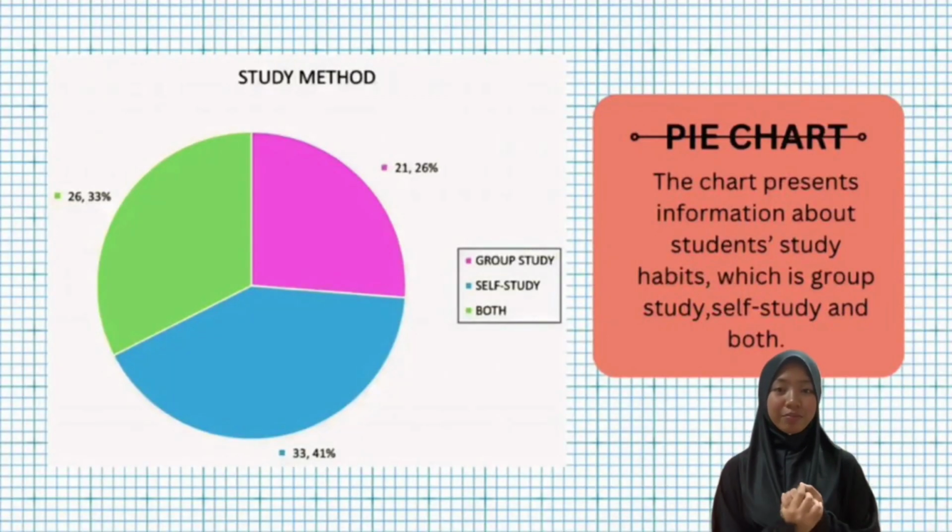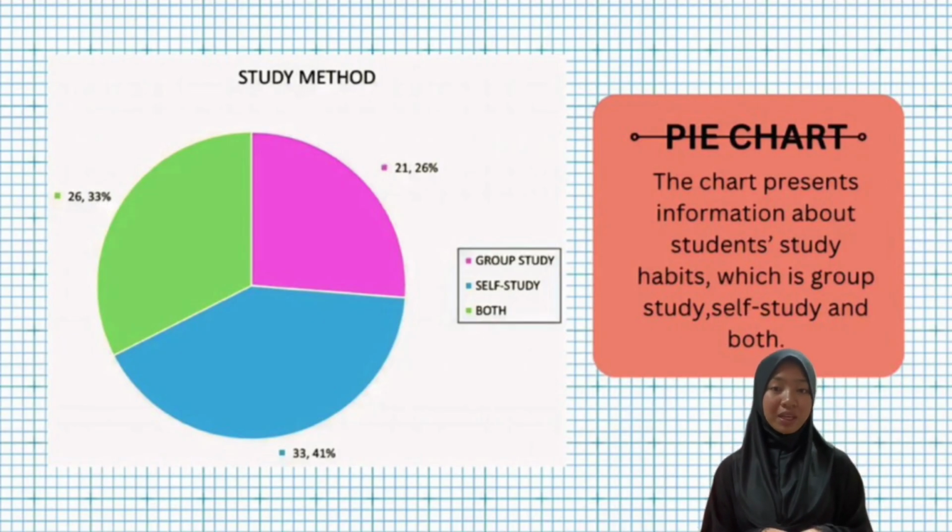The pie chart presents information about student study habits, which is group study, self-study, and both. The data is presented with numerical values and their corresponding percentages. Group study, which is 21.26%, this category represents students who prefer studying in groups. They account for 26% of the total.